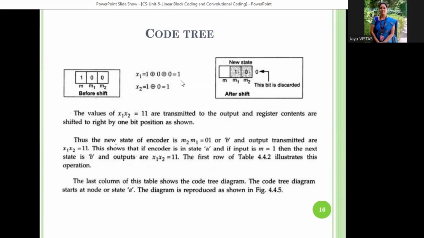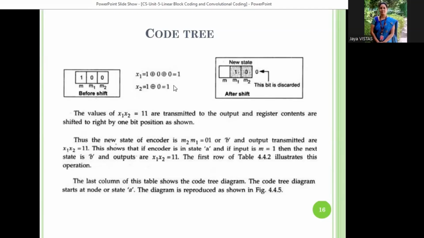Okay, same input in the XOR gate means the output is 0. Different inputs in the XOR gate means the output is 1. So this is the condition. Here it is 1 plus 0 plus 0, which equals 1. Then x2 is the modulo addition of M and M2, so it is 1 plus 0. Here also the two bits are different, so the output bit is 1.